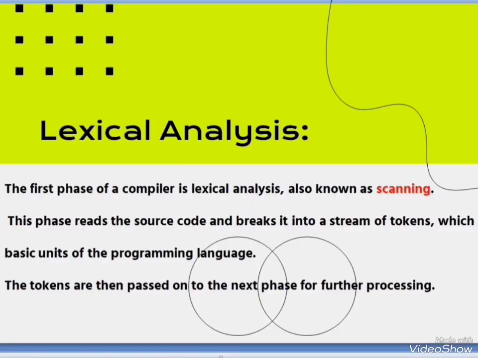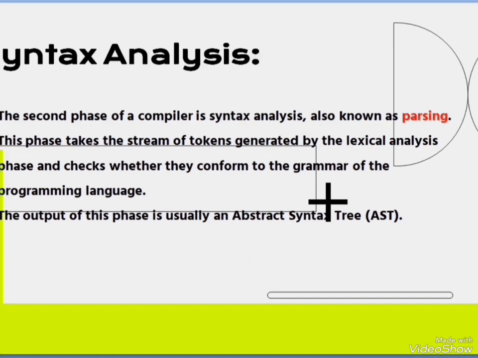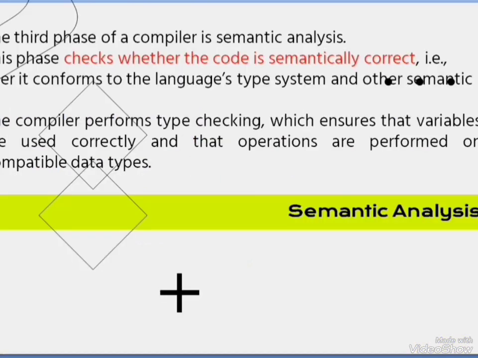Okay, first is lexical analysis. Lexical analysis is also called scanning. In this phase, if you are giving any source code, that source code is divided into small pieces of code. Those pieces of code are called tokens. Okay, second phase is syntax analysis. Syntax analysis is also called parsing. In this phase, after generating the tokens, they are converted into a hierarchical structure that is called a parse tree.